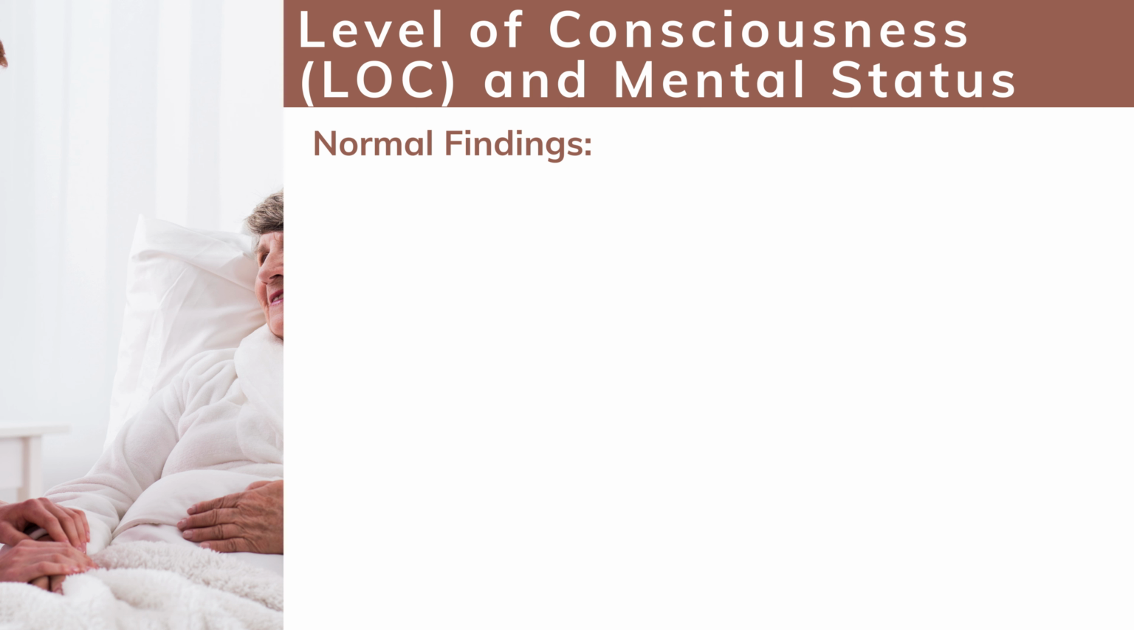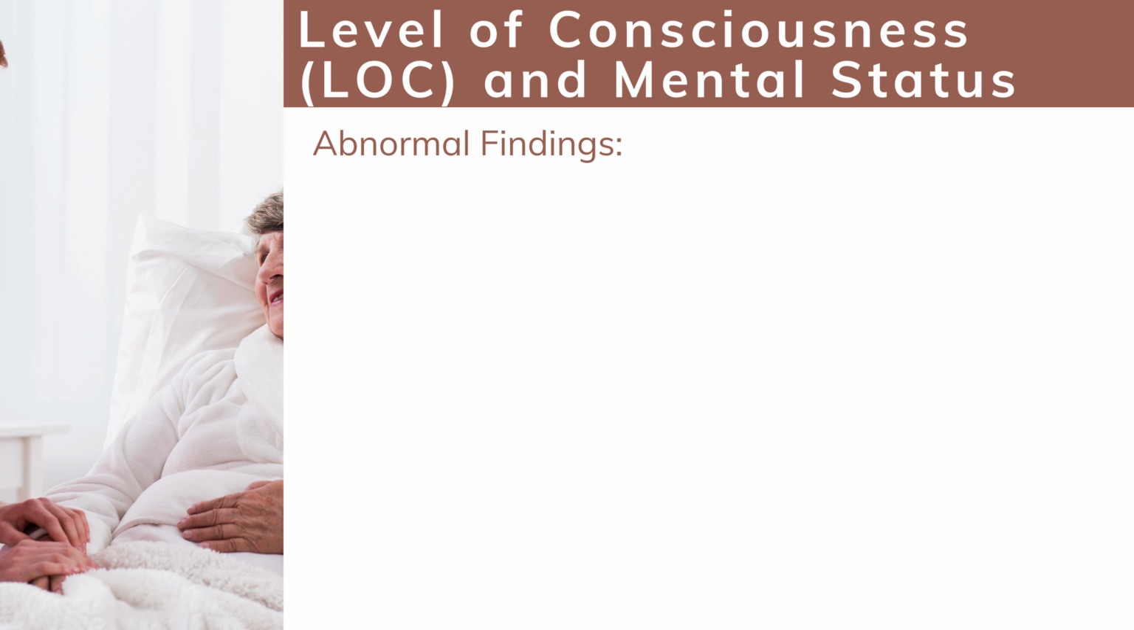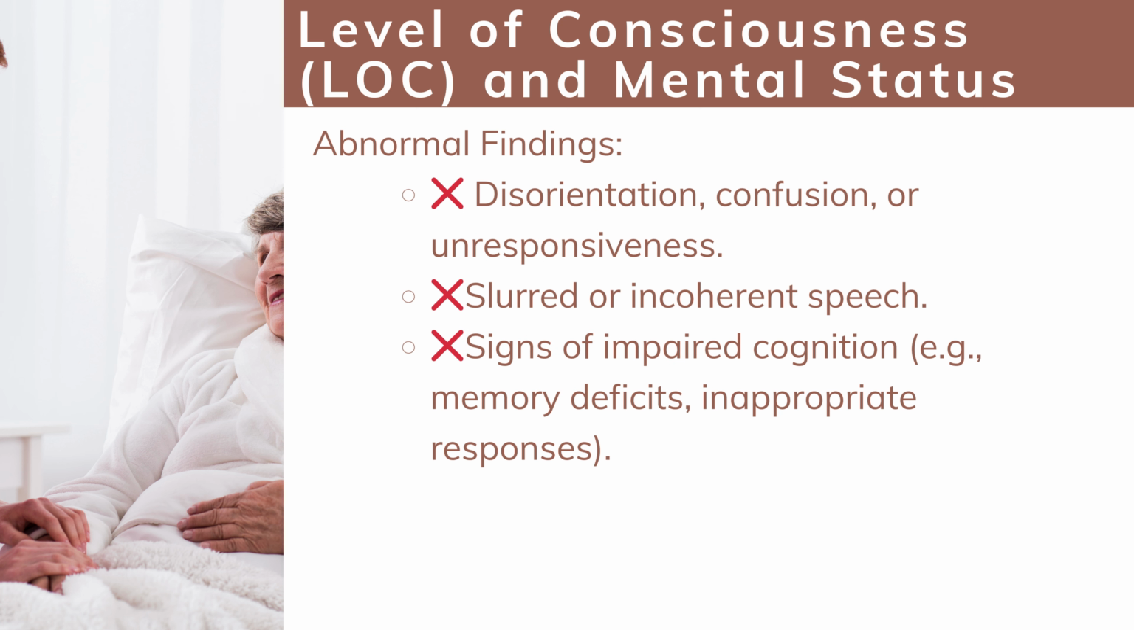Normal findings include the patient is alert and responsive, oriented to time, place, and person. Speech is clear and logical. Abnormal findings could include disorientation, confusion, or unresponsiveness, slurred or incoherent speech, memory deficits, or inappropriate responses. For example, a patient with severe dementia may struggle to recall their own name or current location, indicating significant cognitive impairment.